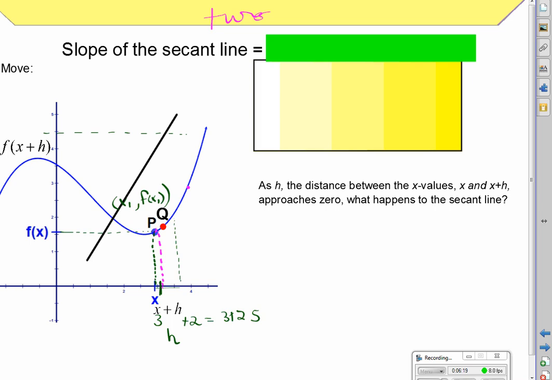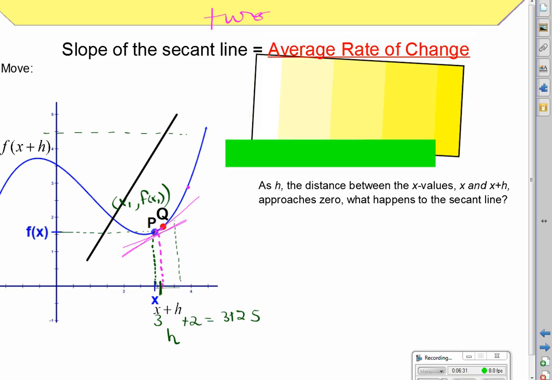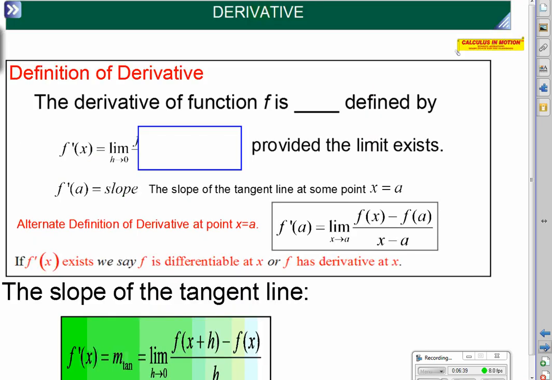If I draw a line through these 2 points now, we're getting closer and closer to this actual tangent line slope. And that is what we are all about. So the slope of the tangent line is also referred to as the average rate of change. What we're going to go after is the slope of the tangent line instead of the secant line. The derivative of a function is noted by f prime of x. That's the mathematical notation for the derivative.